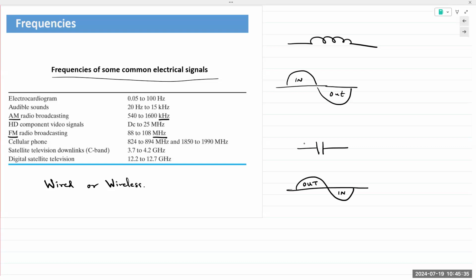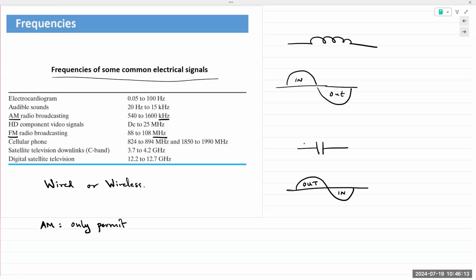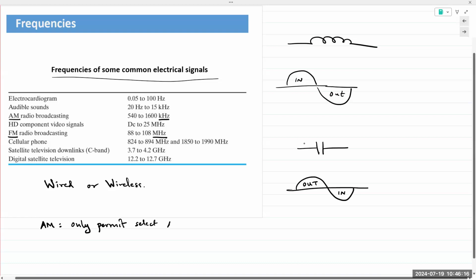So how do we ensure that all the signals around us do not interfere with each other? Well, we create a separate lane for each one of these signals. And we use an electronic device that acts like a gate, like a filter. It blocks out the unwanted signals and only allows our wanted signal to come in. So if it's an AM radio device, it will only permit select AM frequencies to pass through.